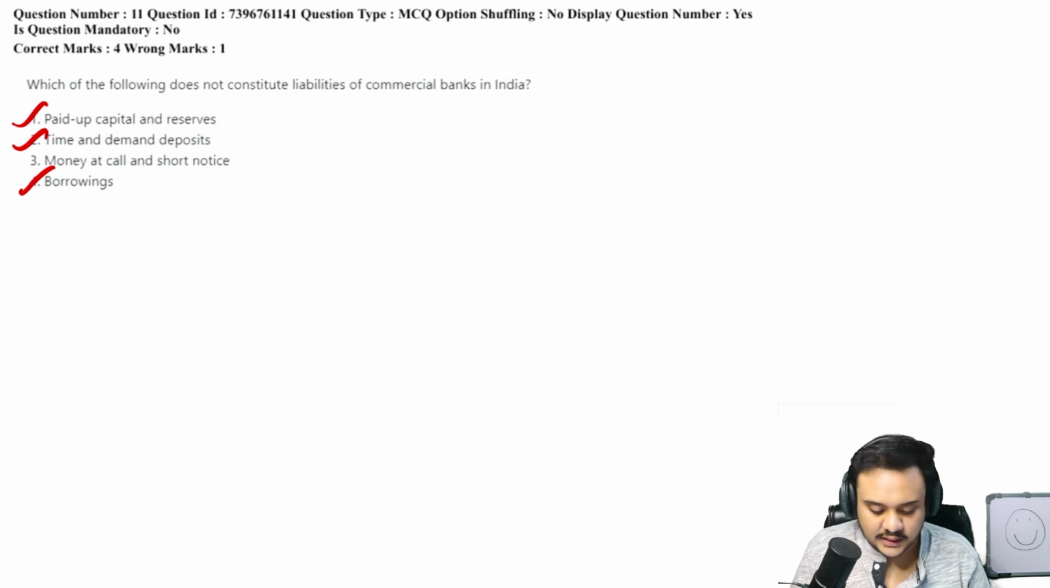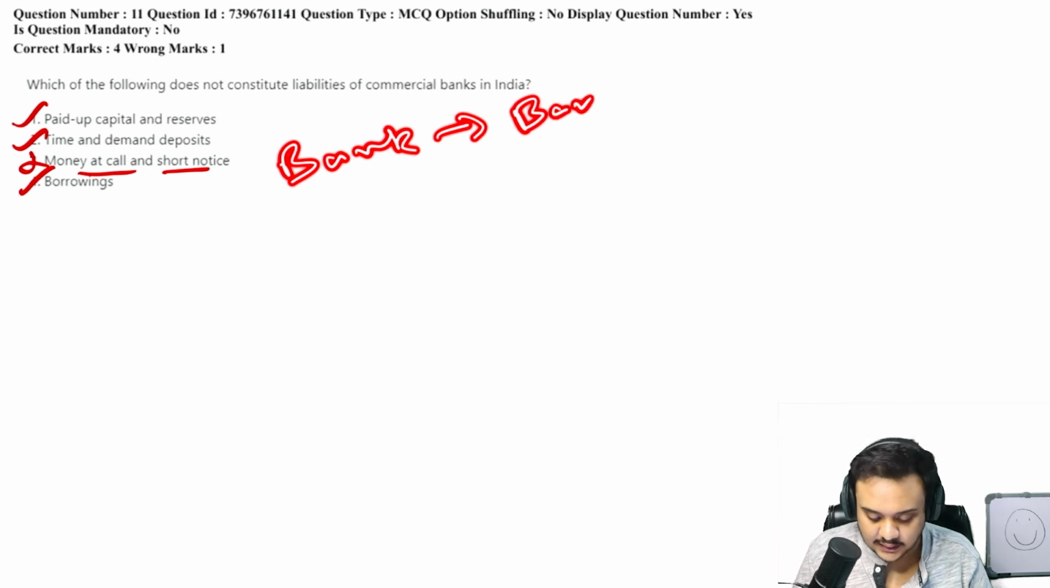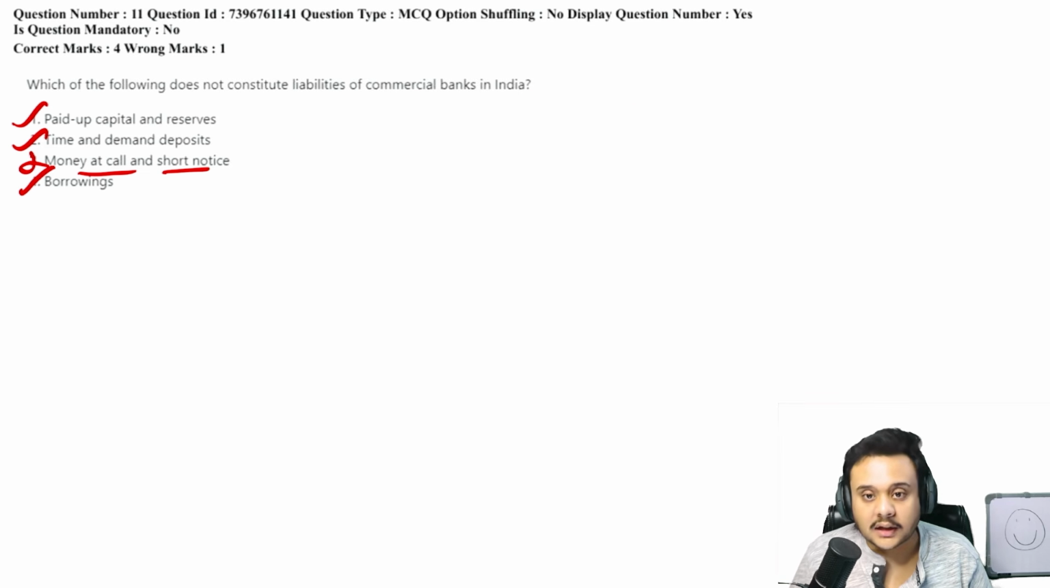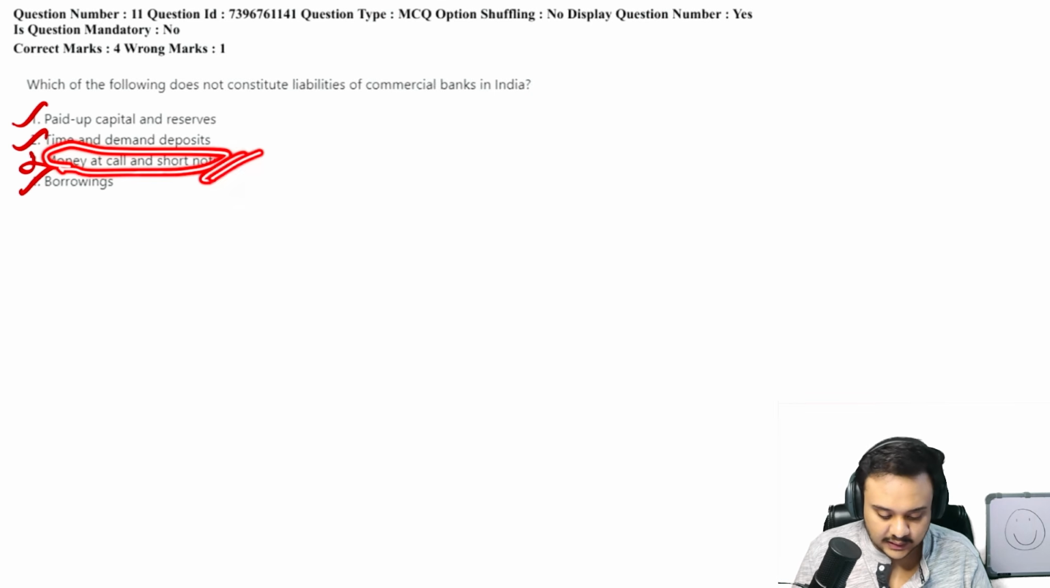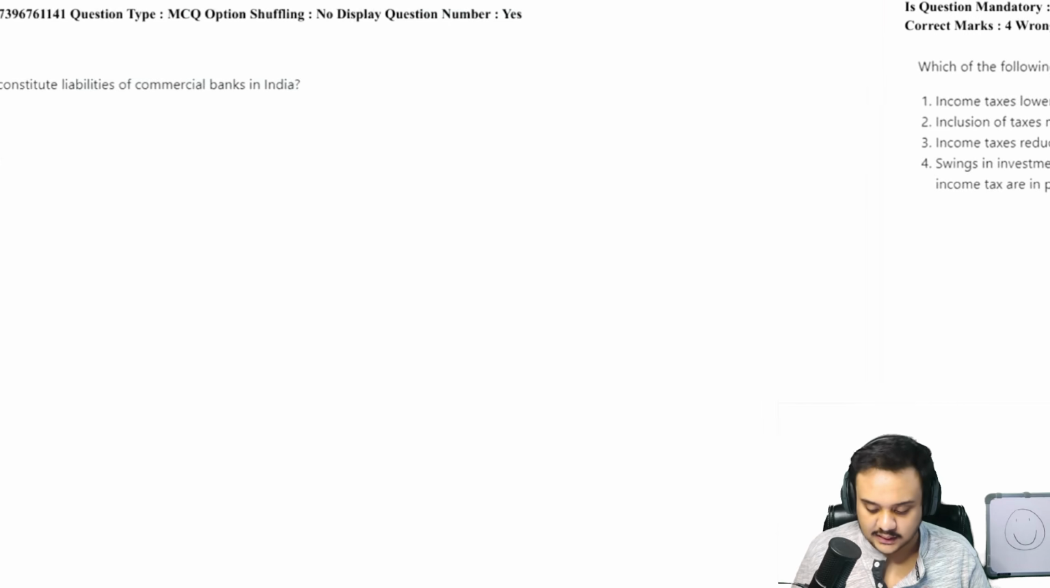The only option that you will see is the odd one out is money at call and short notice, because this is actually money that the bank is lending to another bank, and it is a short term type of loan which the bank can call back whenever it wants to. This is not a liability. So C is your right answer, or the third option. Okay, let us move on.